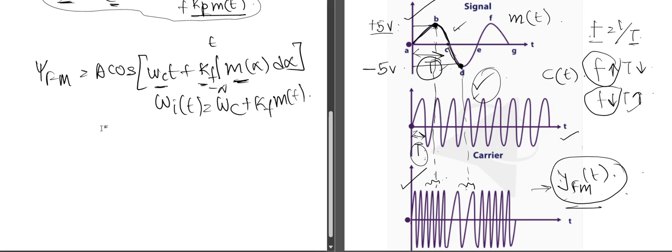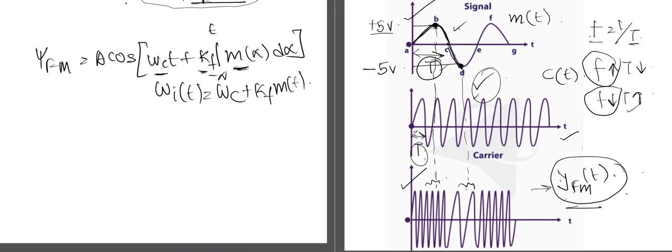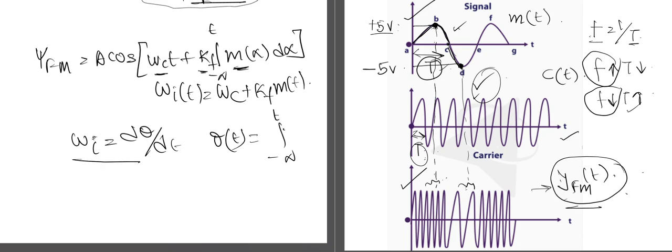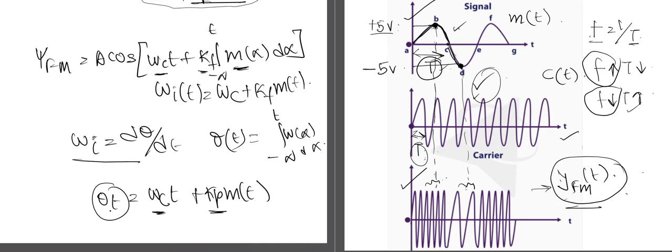Now the question arises, how do we get all of this? This is the main question that arises here. The instantaneous frequency omega is equal to d theta by dt. So theta of t, if we do the reverse integration, is the integral from minus infinity to t of omega of alpha d alpha. This theta of t is a crucial part in our case, because we can write theta of t is equal to omega ct plus kp of m of t, where kp is just a constant, omega c is the carrier frequency, and t is our time. This theta is the angle, or we can say it is the phase.